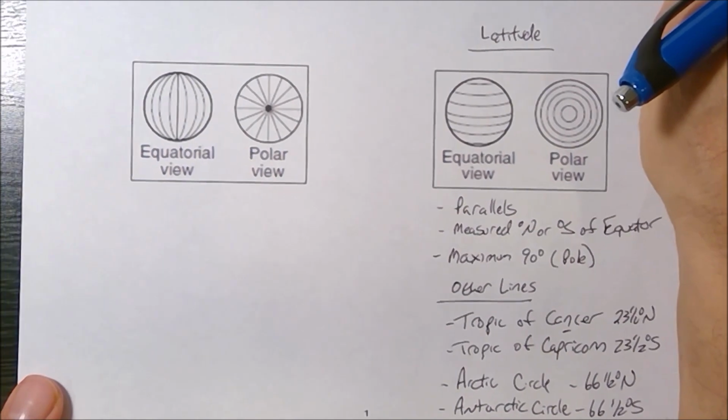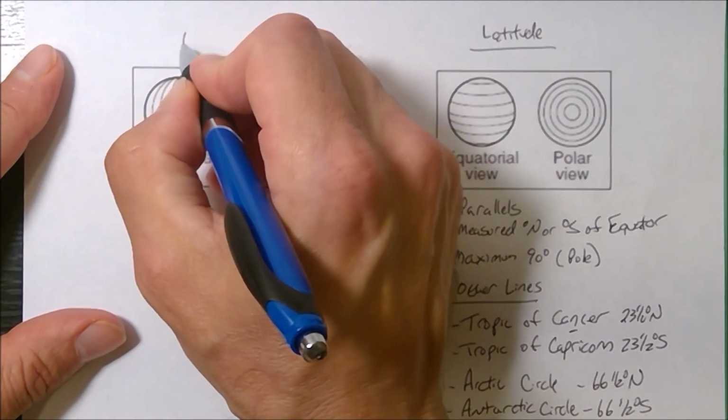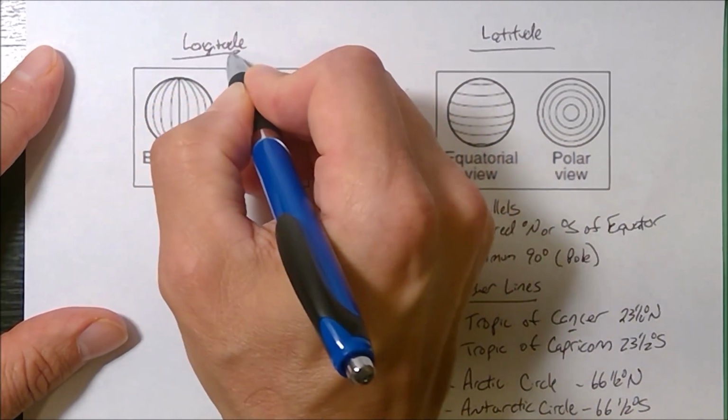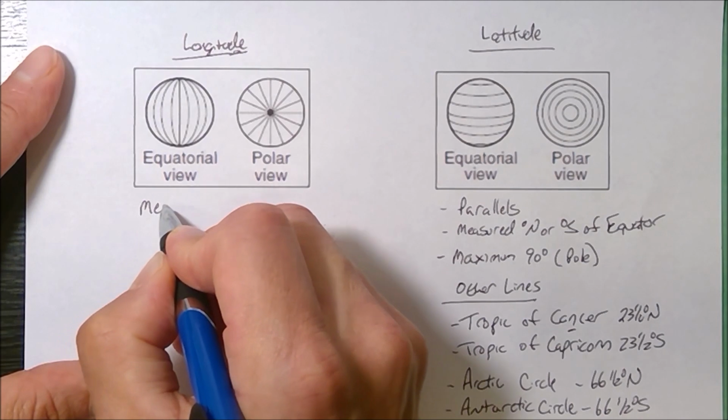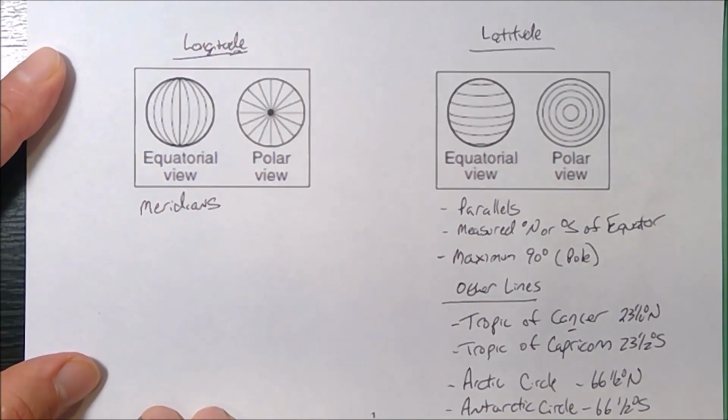Now, if you look at the projections over here, obviously this is longitude. The general name for lines of longitude is that they're called meridians.